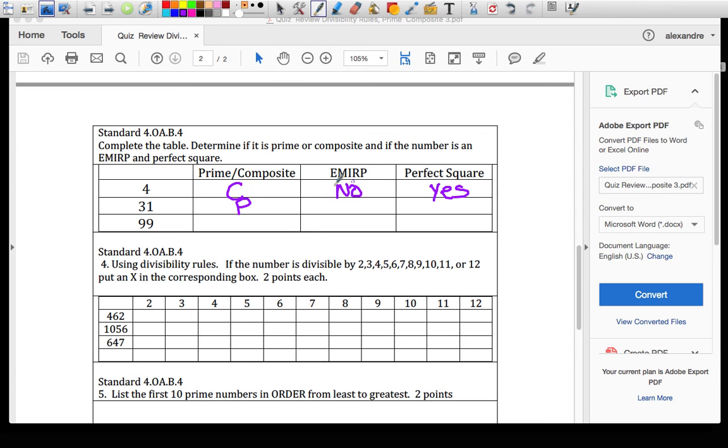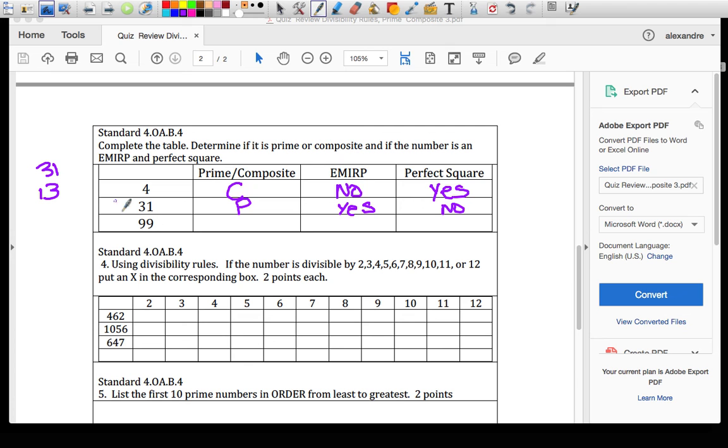Is it an emirp? Well, it's prime, and if I switch 31, it becomes 13, and 13 is also prime, so definitely a yes here. Perfect square? Nope. No 2 identical numbers multiplied will give you 31.